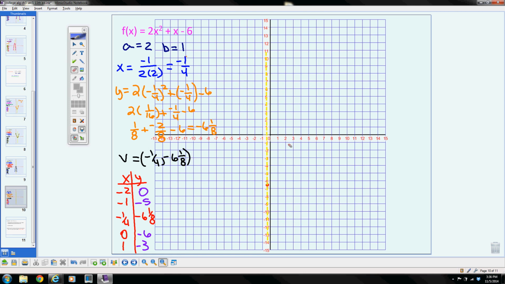Okay. So let's put our points on the graph. We have x is negative 2, y is 0. X is negative 1, y is negative 5. X is 0, y is negative 6. And x is 1, y is negative 3. And then you have your parabola.